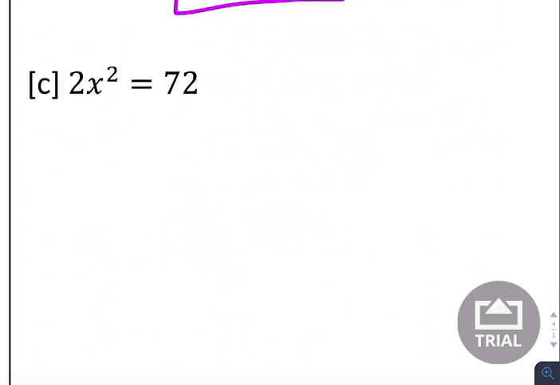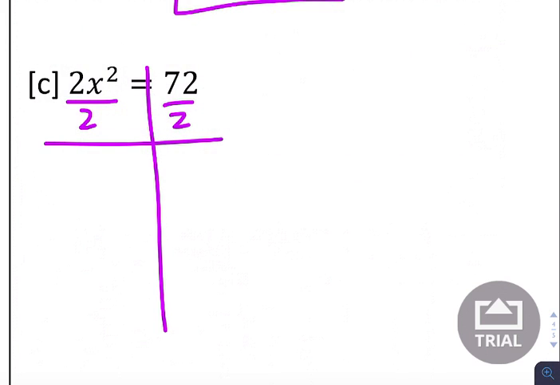Last one, again, solving for x here. Just because it's a square doesn't mean that we do anything really different. We're just trying to get x by itself. So the first thing we can do is divide by that 2 value. Those are gone, leaving us with an x squared. 72 cut in half is 36.